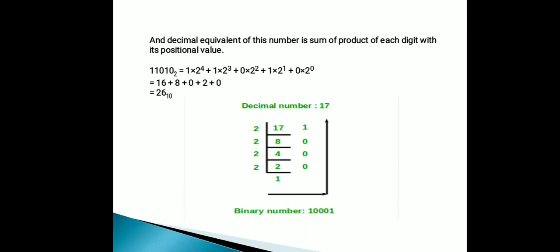Now write down the binary number from bottom to top. You can see the arrow here. So you mark 1 0 0 0 1. The binary number is 10001. I hope you understood how to convert decimal to binary. Very simple.